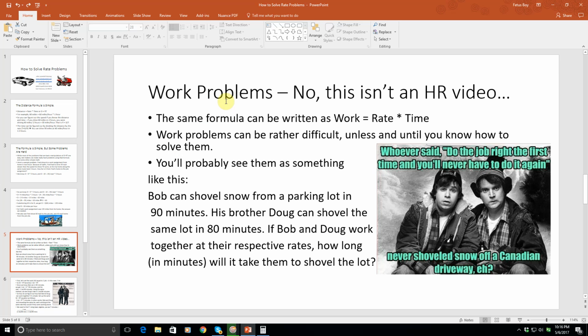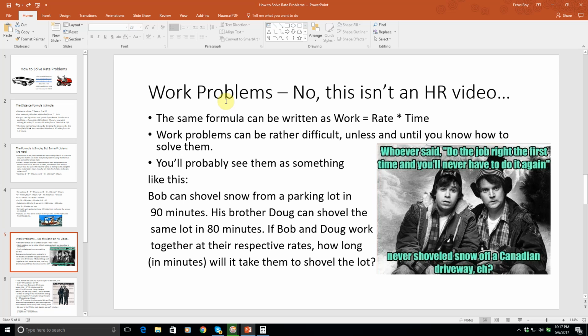Let's say you have a human being or an animal or a machine that works at a more or less constant rate. You can figure out how much work that person or thing can do in a given amount of time if you know the rate. If you know how much work they did over a given time period, you can figure out the rate. So you'll probably see it as something like this.